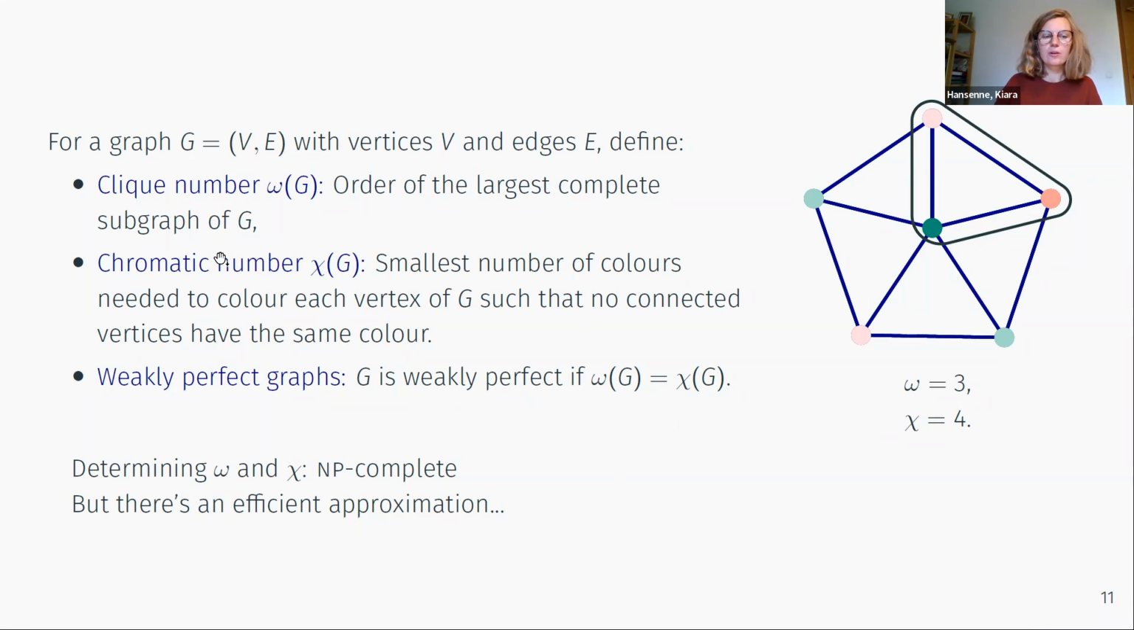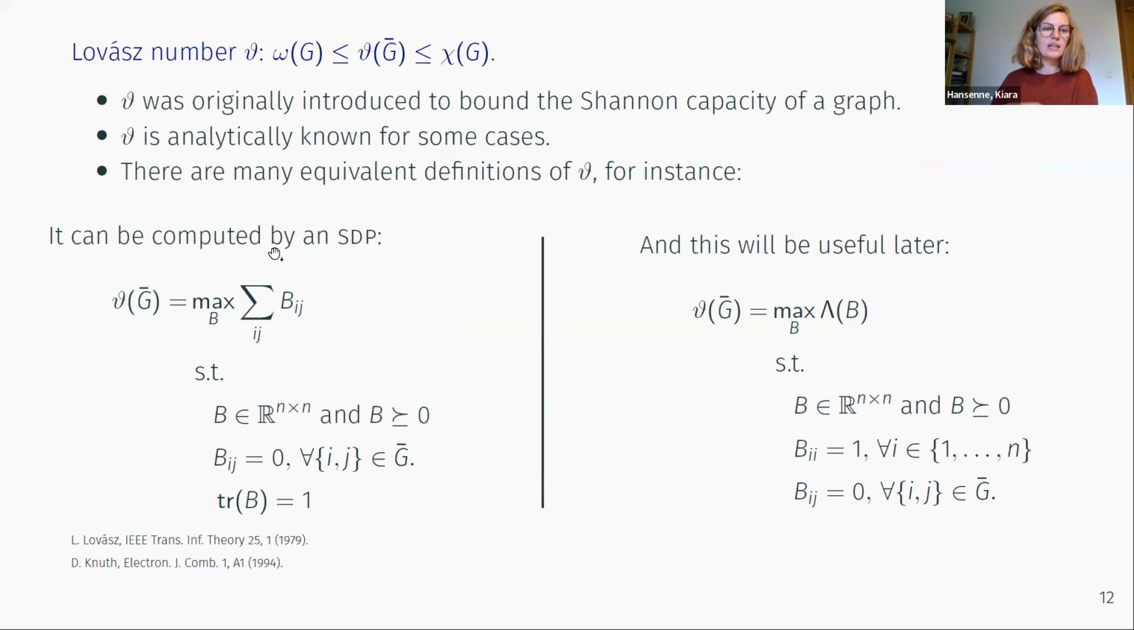Now, the clique number and chromatic number of graphs are NP-complete problems to determine. But there's an efficient approximation that we are also going to be using, which is the Lovász number of a graph. So now if we have a graph G, its clique number is upper bounded by the Lovász number of G bar, which is now the complement graph of G. So it has the same set of vertices, but then the edges are complementary. And this quantity is now upper bounded by the chromatic number of G, so the original graph that we had.